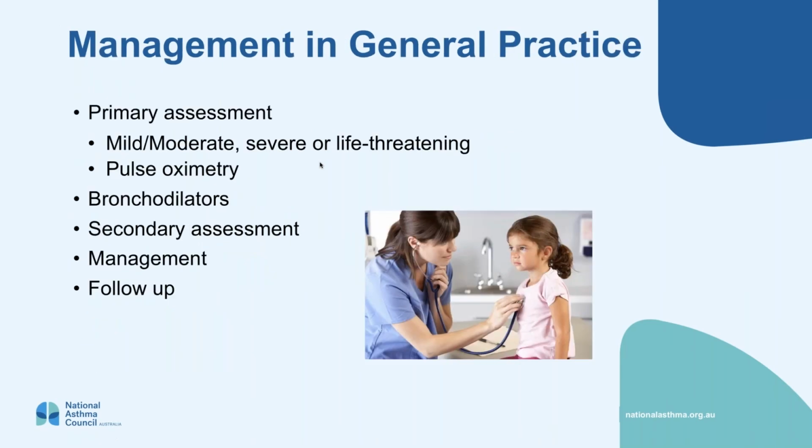So management of asthma in general practice, what do we do? Firstly, we're going to do a primary assessment. So we assess the severity of the acute asthma episode, and we do that preferably with the child in a sitting position. We would look at their pulse oximetry and see what that's at. Is it mild, moderate? Is the child breathing air? We would like the child actually to be breathing air if possible when you're doing the sats, unless it's life-threatening, of course, but preferably before oxygen is being administered. We would be administering bronchodilator. We would then perform a secondary assessment, managing all of this time and then following up.